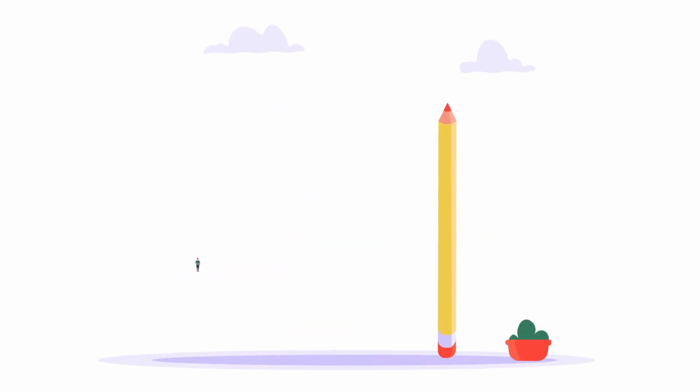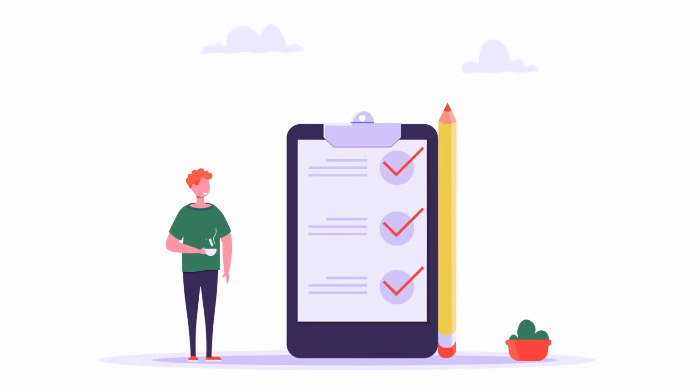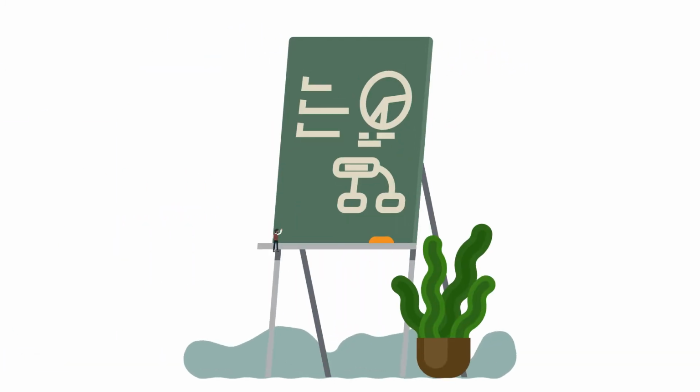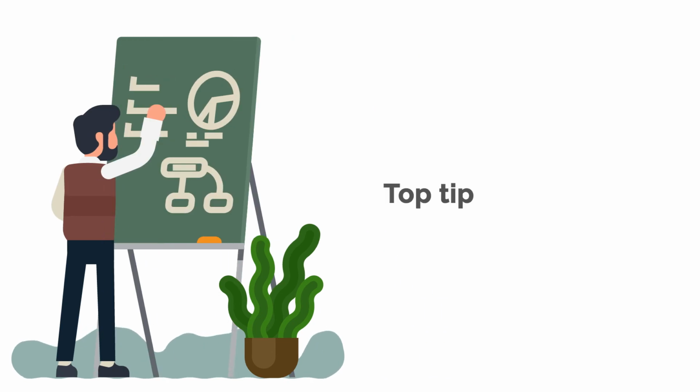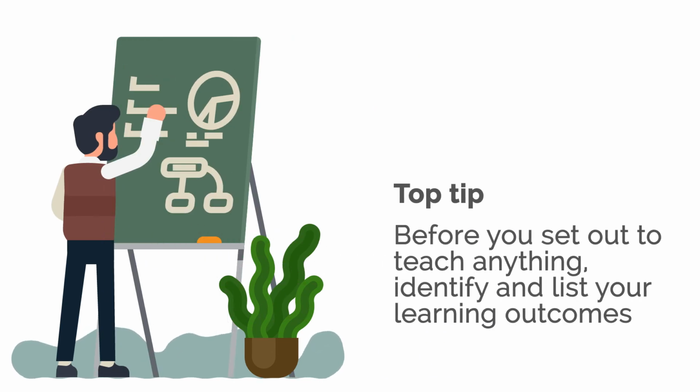Learning outcomes and learning. Learning outcomes are new behaviours you want to observe at the end of the session. What is it they cannot do now that they will be able to do after your session together? Can the children now list, explain, add, draw, recite? Did you notice how learning outcomes are always action verbs? So our first top tip is, before you set out to teach anything, identify and list your learning outcomes.